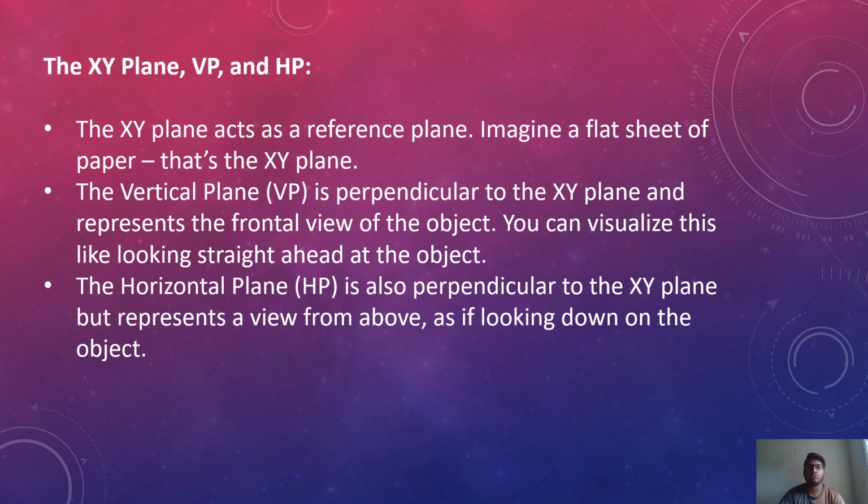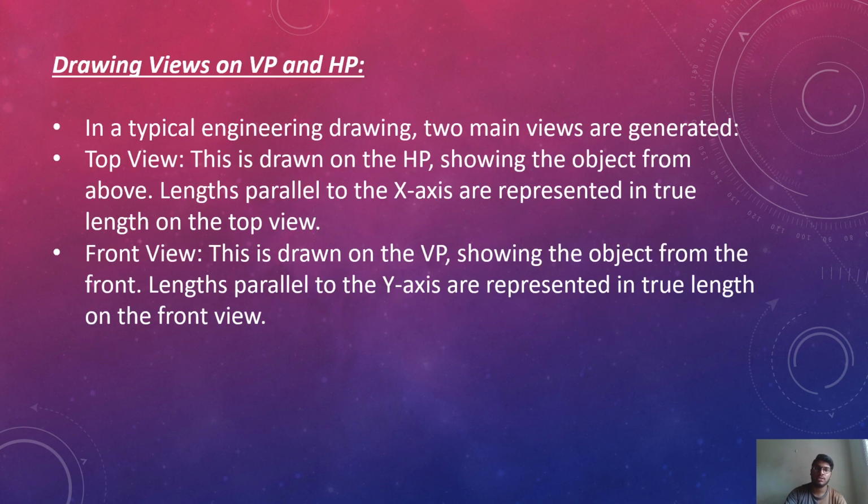The next is the XY plane, VP and HP. The XY plane acts as a reference plane. Imagine a flat sheet of paper, that's the XY plane. The vertical plane, VP, is perpendicular to the XY plane and represents the frontal view of the object. You can visualize this like looking straight ahead at the object. The horizontal plane is also perpendicular to the XY plane but represents a view from above, as if looking down on the object.